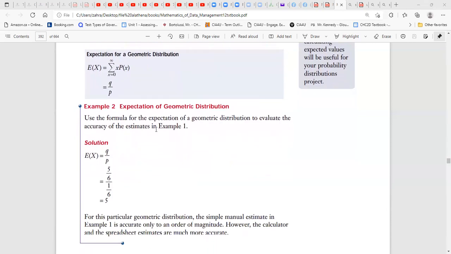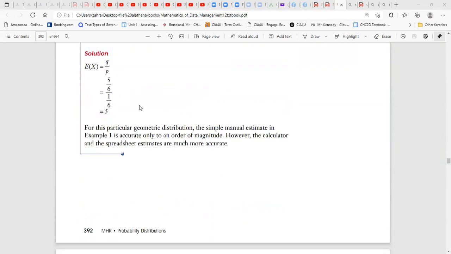Look at this question. Use the formula for expectation of geometric distribution to evaluate the accuracy of estimating example 1. So Q in the example that we did, the failure, was 5 over 6 and P was 1 over 6. If you do that, that would be 5. Of course, that would be more accurate.